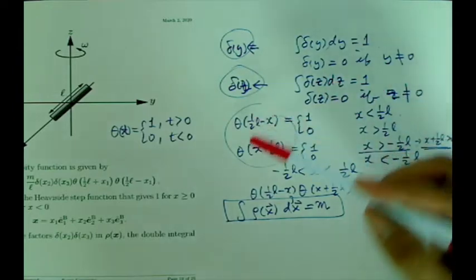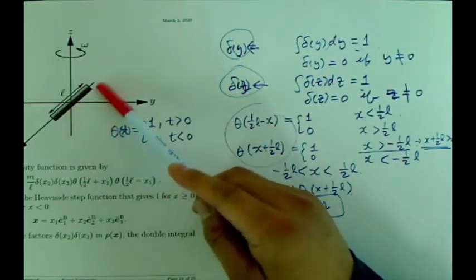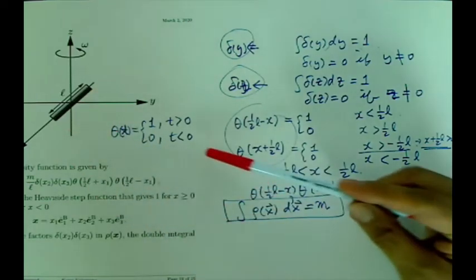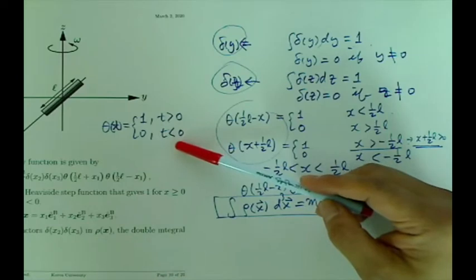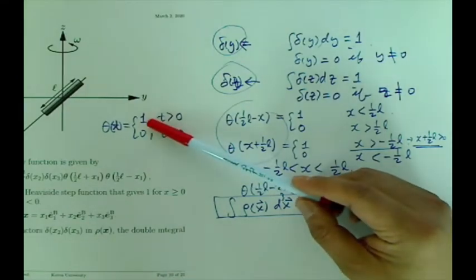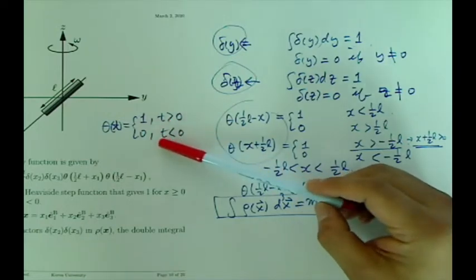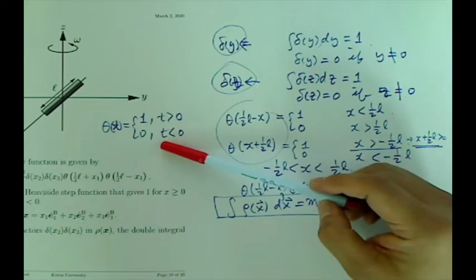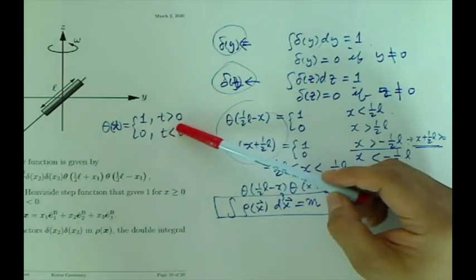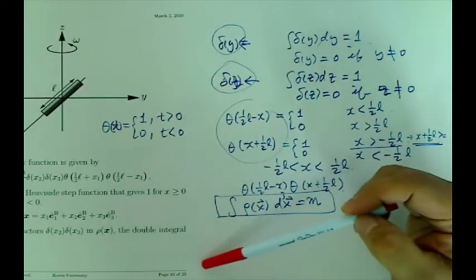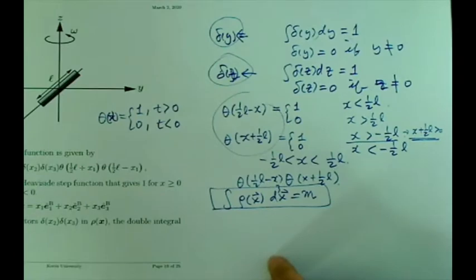And we have a finite region between 1/2 L and minus 1/2 L. So we have the Heaviside step function, the theta function. The theta function is 1 when the argument is positive. The theta function is 0 when the argument is negative. I don't care about the point at t equals 0 because the theta function is useful only for integration, and the contribution at t equals 0 vanishes.